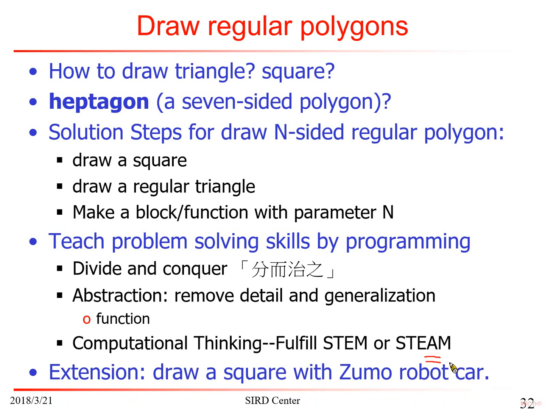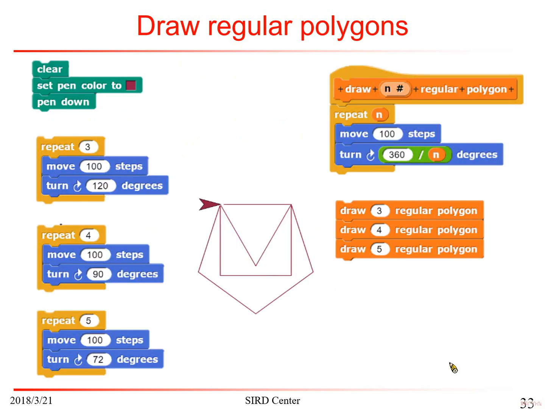So this is another challenge. You give a problem to your students, you keep challenging them, and you keep these students interested in what you are talking about. We can draw a square, later when we go into the embedded system. So I guess you already know how to do it, right?